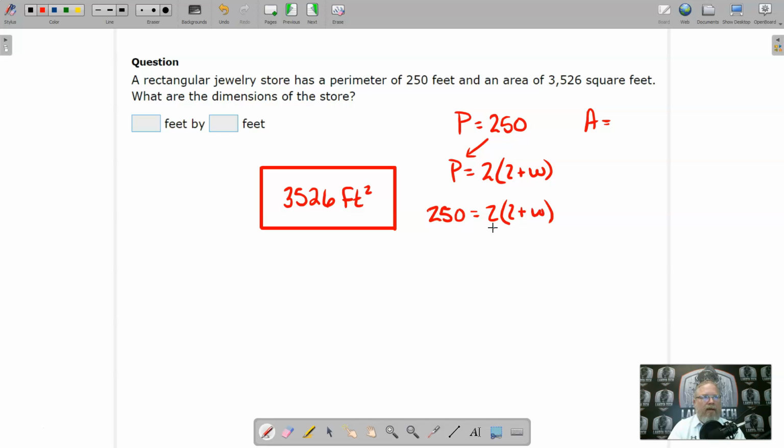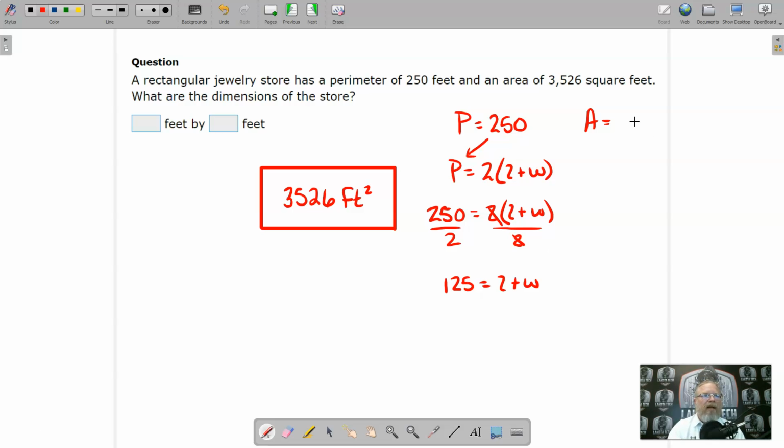Now again, we're going to go ahead and divide by 2. What we do to one side, we do to the other. The 2's will cancel each other. 250 divided by 2 is 125. And the 2's cancel each other, leaving me with length plus width. So I know that the length plus the width should equal 125.